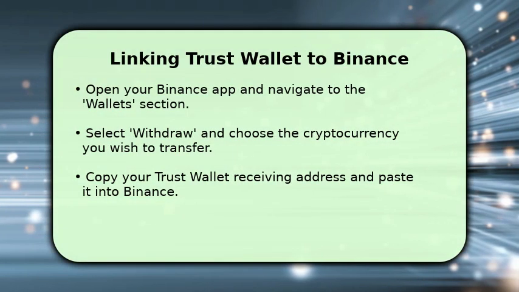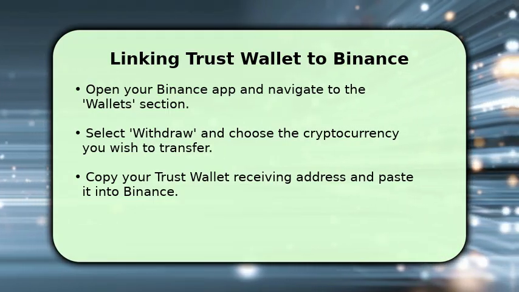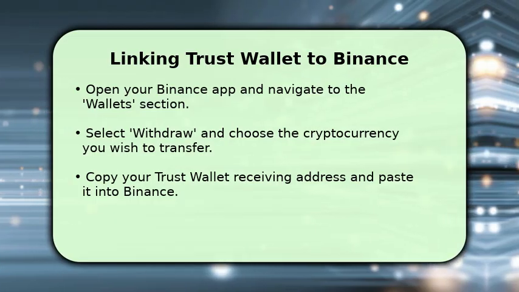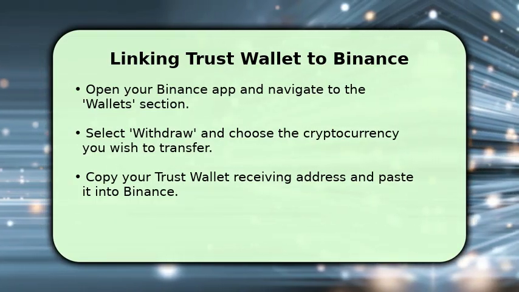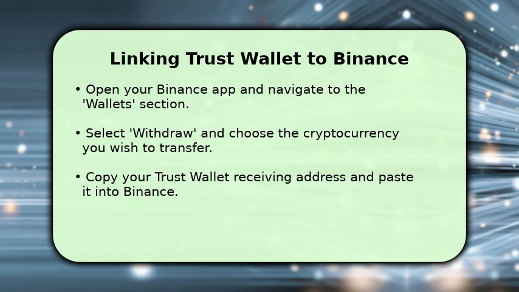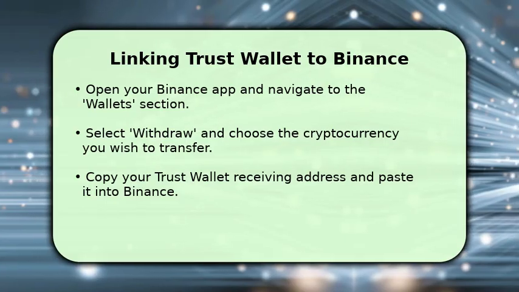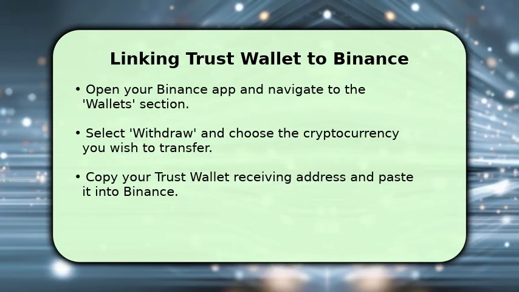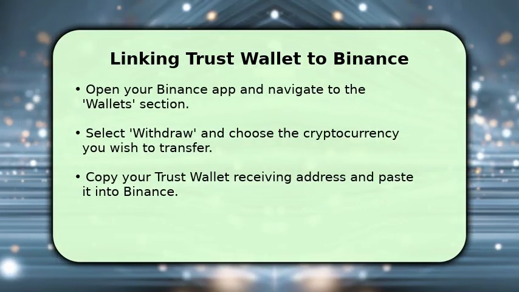Now, let's connect your Trust Wallet to Binance. Open your Binance app and go to the Wallet section. When you're ready to transfer funds, select Withdraw and choose the specific cryptocurrency you want to move. In your Trust Wallet, find the receiving address for that same crypto. Copy this address carefully and paste it into the Withdrawal Address field on Binance. Double-check the address before confirming your transaction.